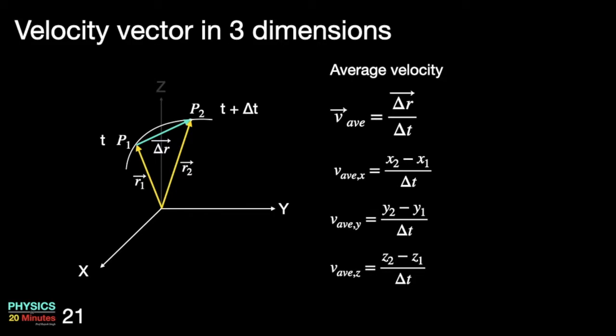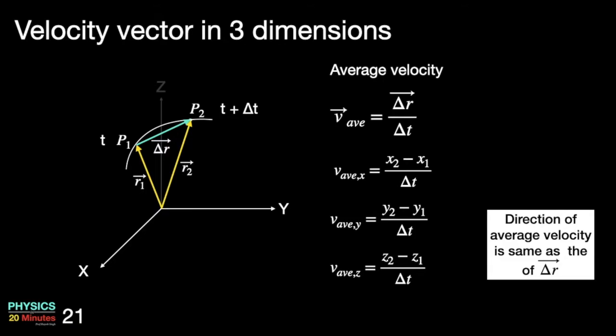Since velocity is a vector quantity, what will be the direction of velocity? If you look at the formula of average velocity, the direction of average velocity will depend only on the direction of vector delta r, as time is a scalar quantity. Therefore, the velocity vector will have the same direction as that of the displacement vector.